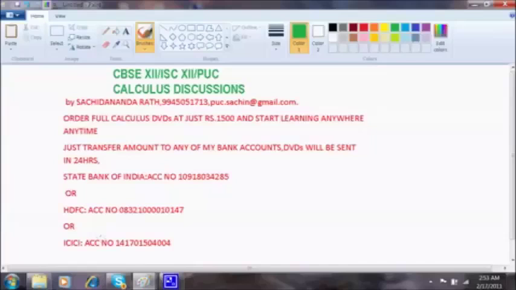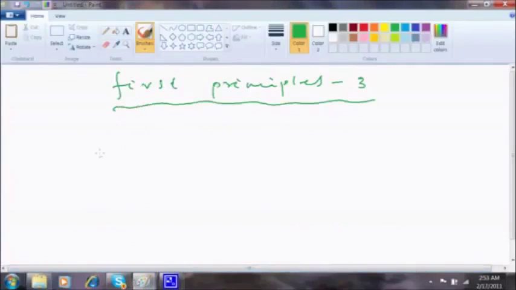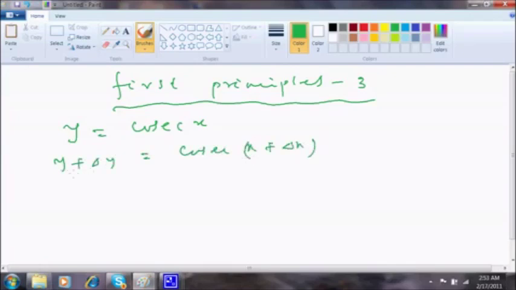With first principles, this is the third discussion. Y equals cosec x, y plus delta y is cosec of x plus delta x. Now, I told in the previous video that cosec should be written as 1 by sine.